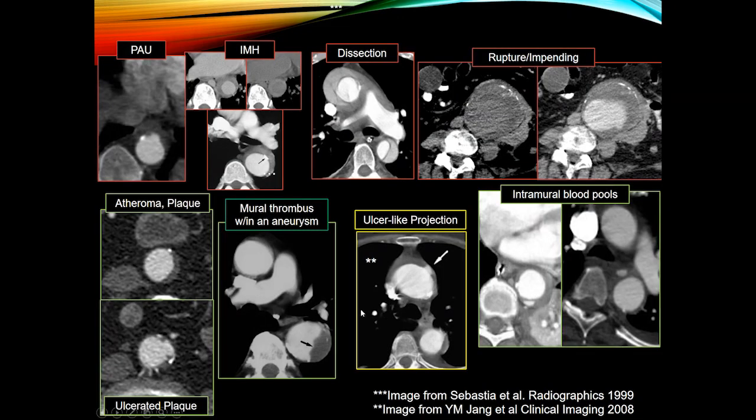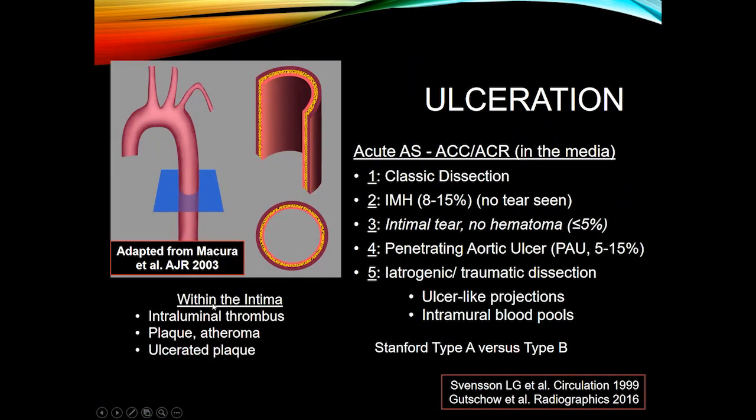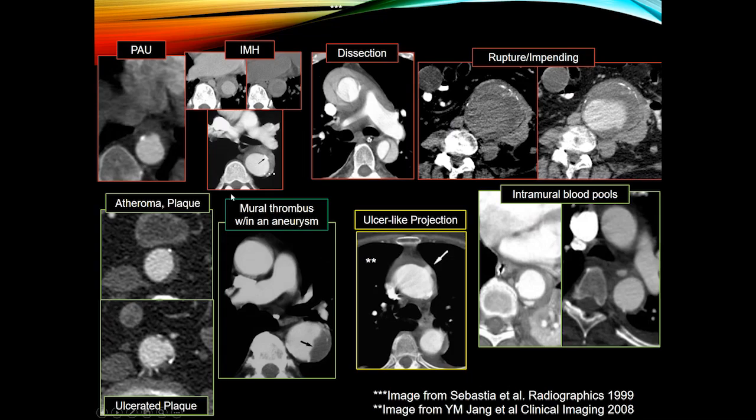Important to differentiate those things that really dissect into the media, or where there's an intimal flap, and there's actually damage into the wall of the aorta, versus things that remain within the intima, such as intraluminal thrombus, plaque, or ulcerated plaque. They have very different courses of complication.